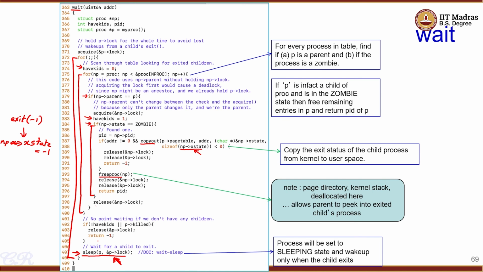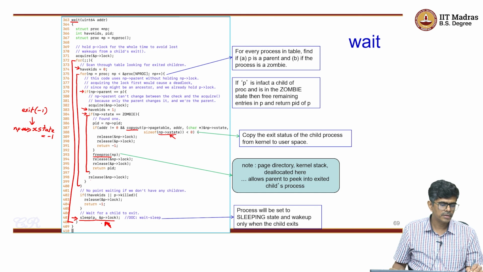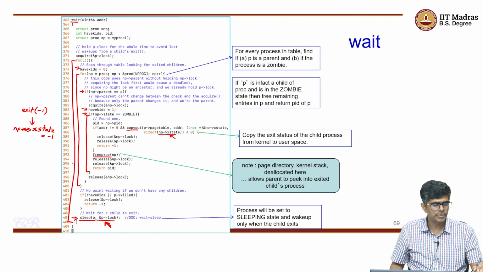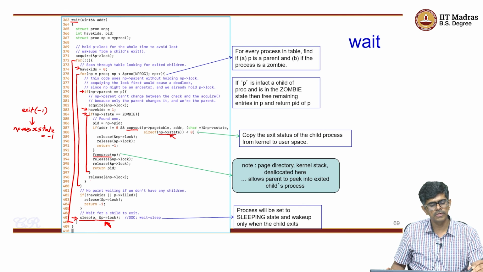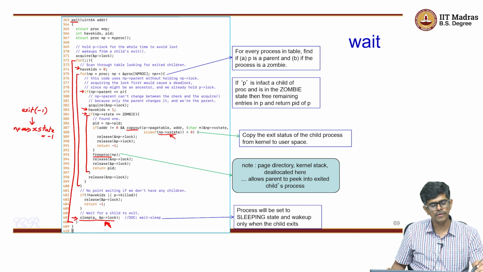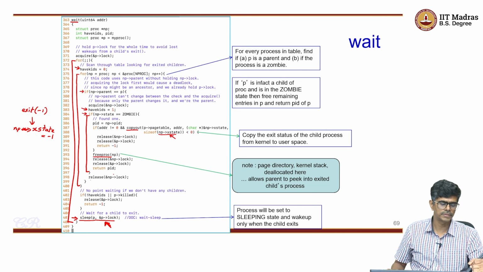Now, when the child process exits, this parent process wakes up, and the waking up is done by unlocking this sleep. Essentially, the sleep would terminate and continue execution from here, go back to this for loop, and then traverse the proc table once more, trying to identify the child process which has terminated and gone to a zombie state.